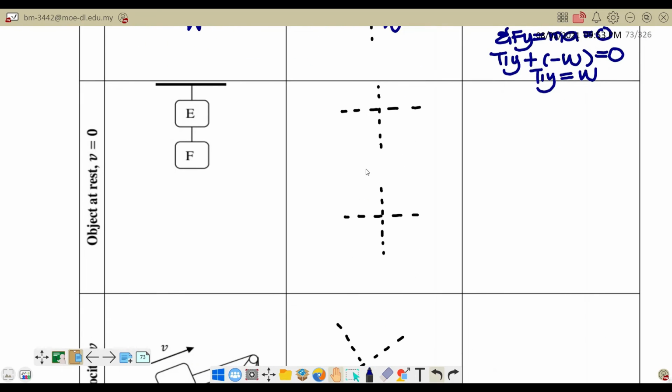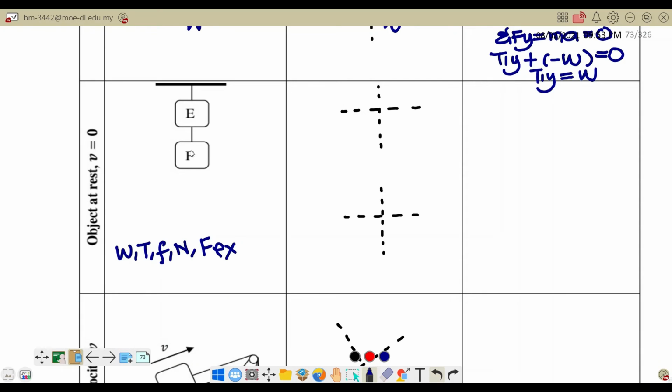Question number 5, we have object E and also object F. We have two objects, meaning we need to split it into two different free body diagrams. We need to draw two because we have two objects. Look at the first one, F. Similar, always ask five questions: do we have weight, tension, friction, normal, and external force?